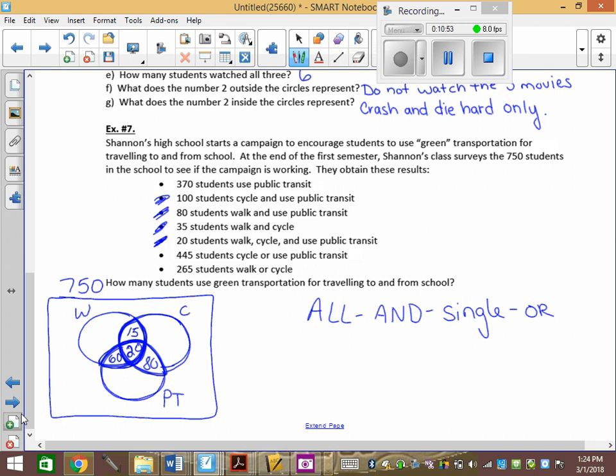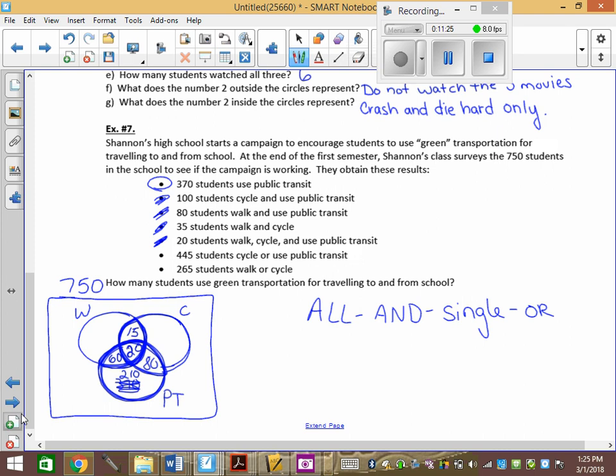So this is the only one we can do. 370 students use public transit. So some people go here and they go 370. Are they right? Does it say public transit only? No, it just says public transit. So we go to the public transit circle, this whole circle here, and we go 370 minus 160, so 210. So we actually have 210. We don't have 370, we have 210, right?